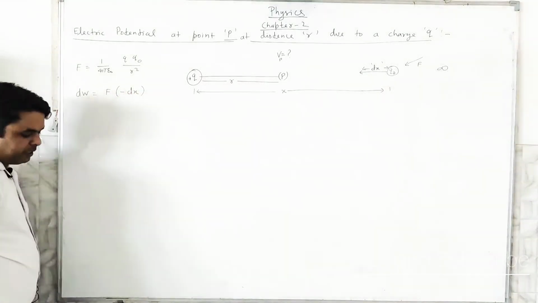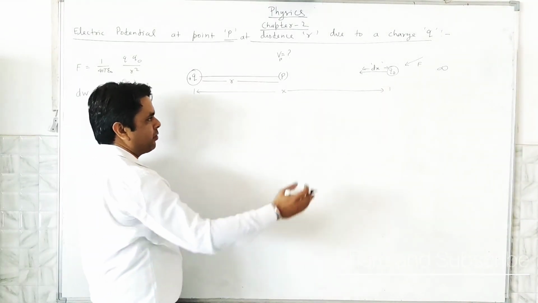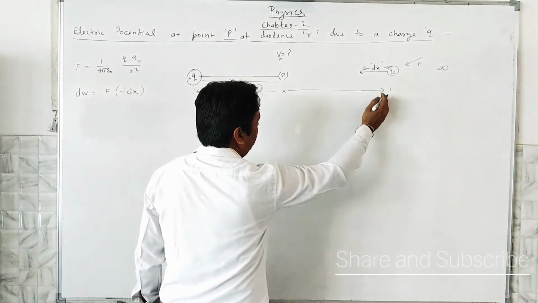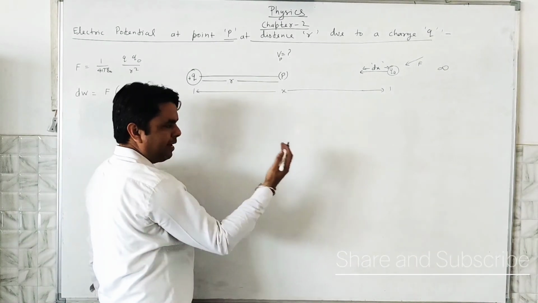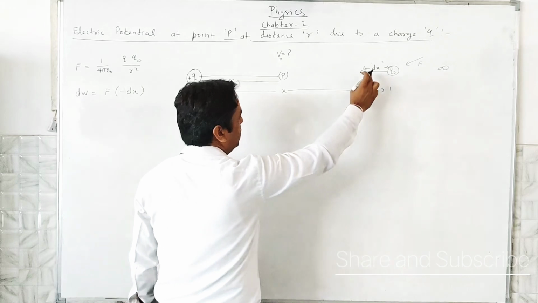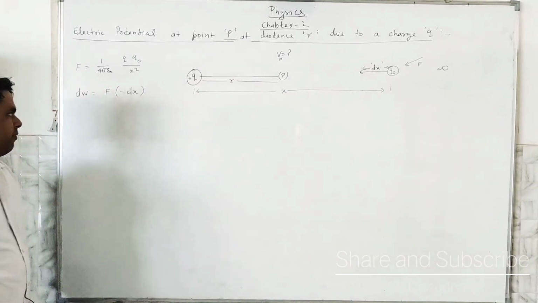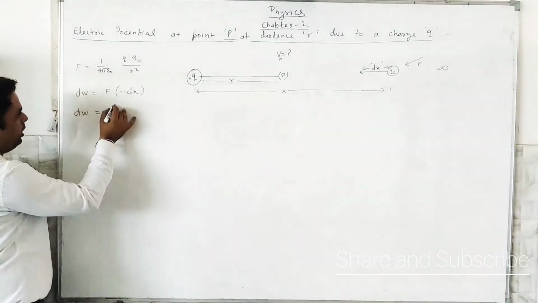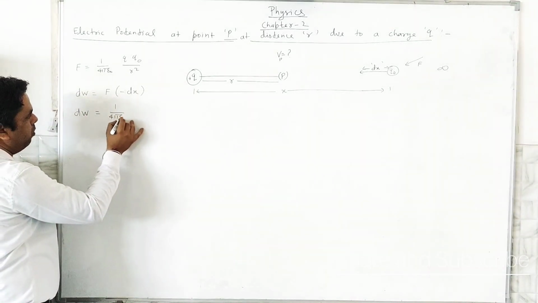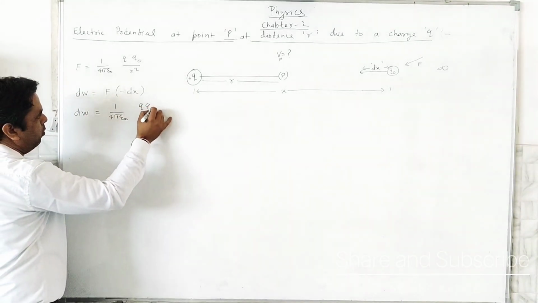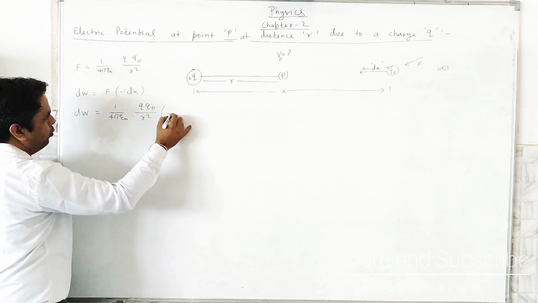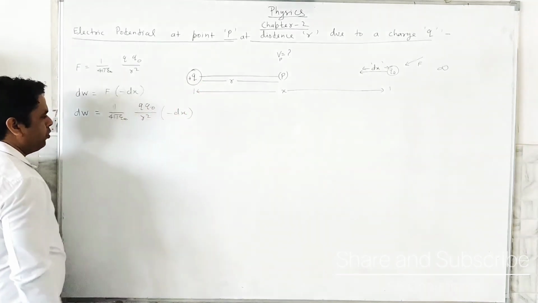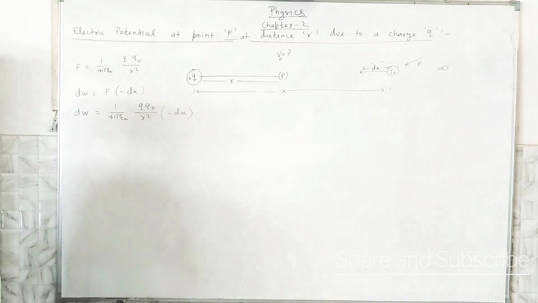A small amount of work done gives a small amount of displacement here. So here we are taking the displacement in the direction of this one. We can say that x is reducing, x is decreasing. Due to this reason, dx will come as a negative displacement. So we put the value of F here, and we are able to find the small work done over this test charge due to the presence of this origin charge. So this is our small work done.